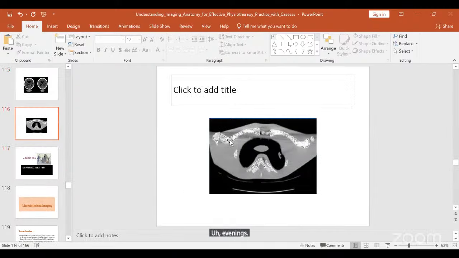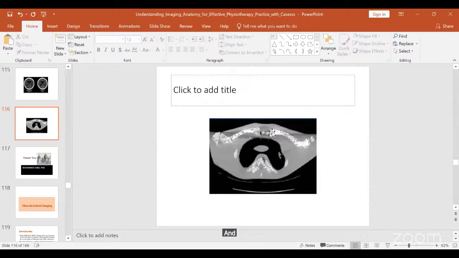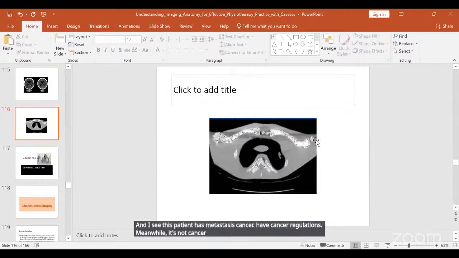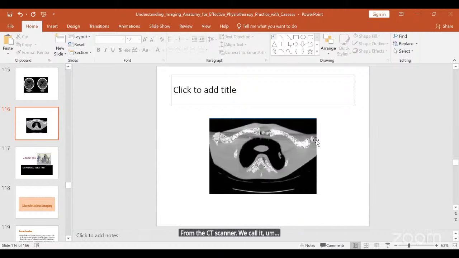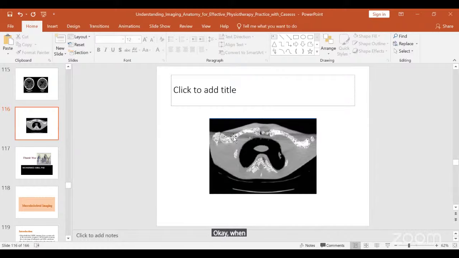This one also is as a result of the type of scanner that was used, and it looks as if this patient has metastasis, cancerous lesions. Meanwhile, they are not cancerous lesions; it's rather from the CT scanner. We call it a beam hardening artifact, so it can easily be corrected. When we adjust the necessary things, we'll have a perfect image.